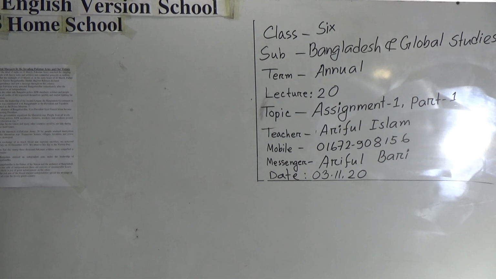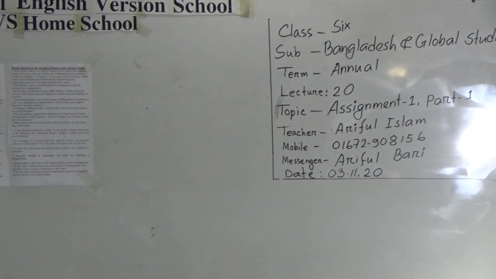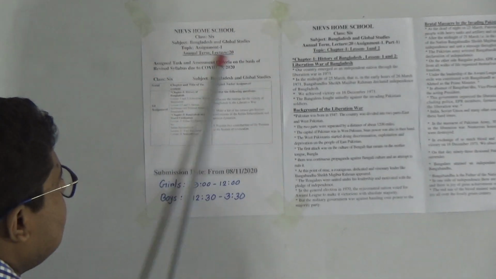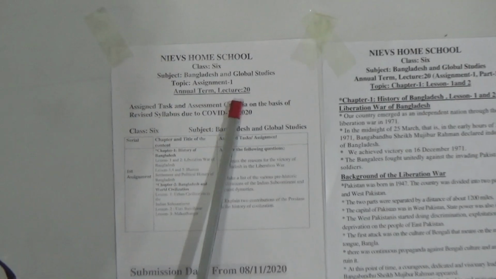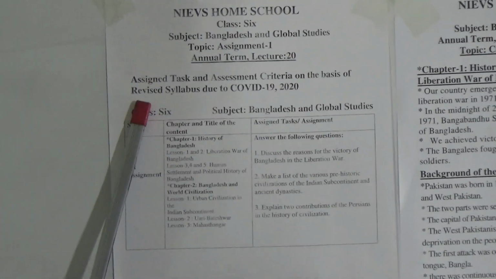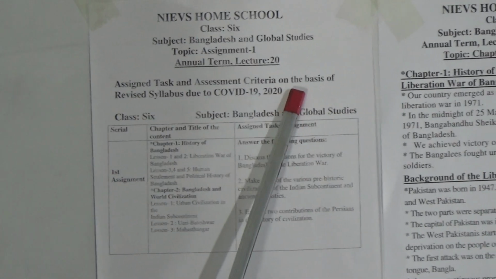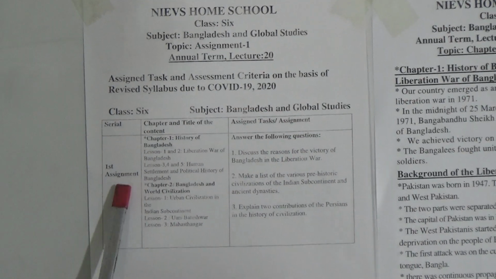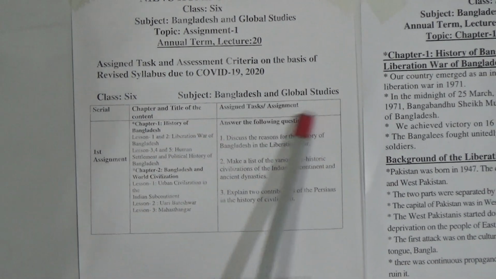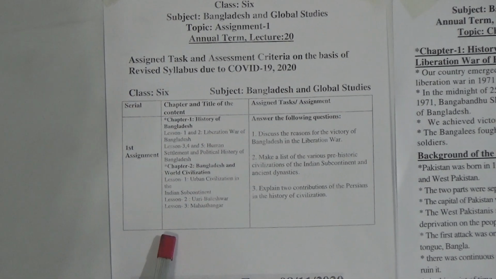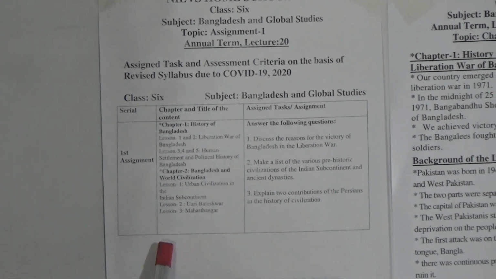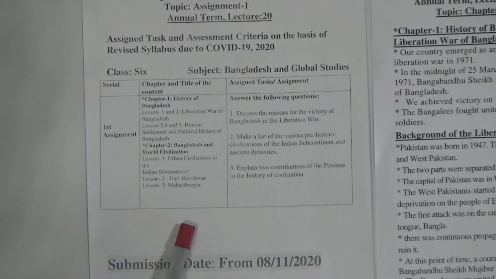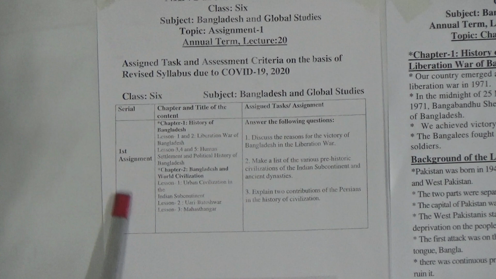We will show you the assignment. Topic Bangladesh and Global Studies, assignment 1, annual term, lecture 20. Assigned task and assessment criteria on the basis of the revised syllabus due to COVID-19, 2020, class 6, subject Bangladesh and Global Studies. This assignment is given by the Secondary and Higher Secondary Education Board, Bangladesh. So this assignment is given by the government, and we are providing it to you.